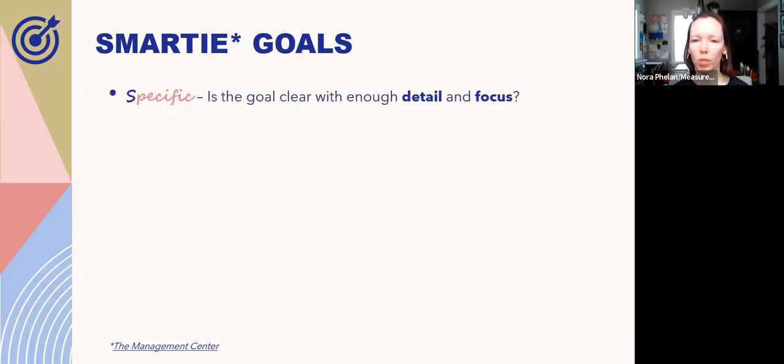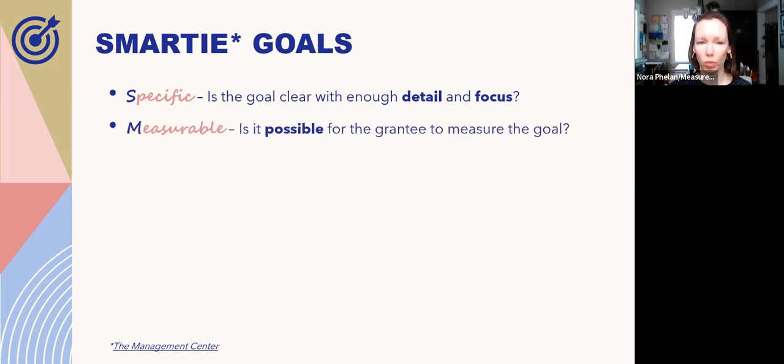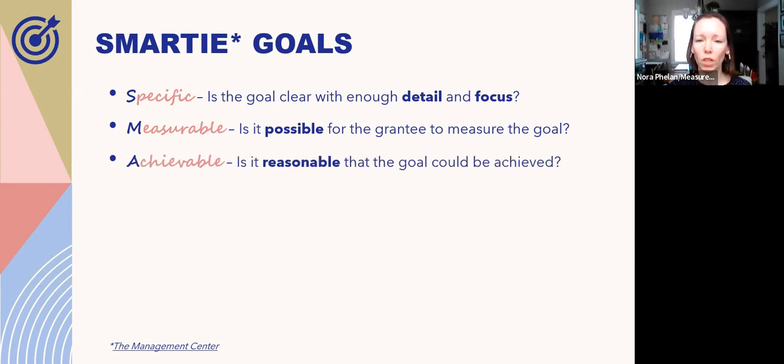So the S stands for specific. You want to ask yourself if the goal is clear, with enough detail and focus to really be understood, and then also to move on to measurement. So you want it to be measurable. Is it possible for the grantee to measure this goal? Both possible as far as the ability of the program, and are there measurement tools to think that through? Achievable: is it reasonable that this goal could be achieved by this specific program? So not just the area, but the way that your program is designed and operated. Is that a reasonable goal?